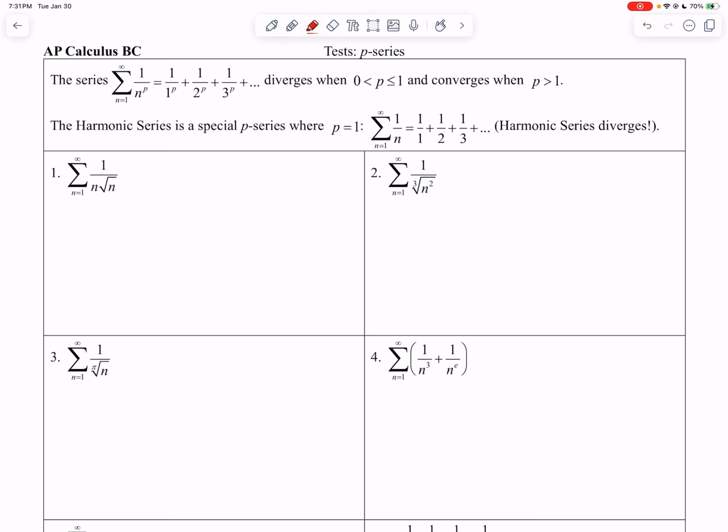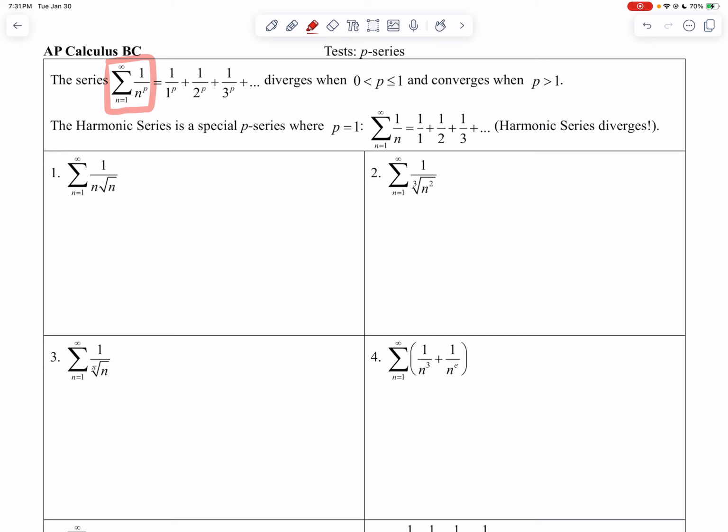All right, in this video, we are going to be talking about P-series. This one is one of the easier tests that we are going to be looking at. In this case, you have a series that goes from 1 to infinity, and it's in the form of 1 over n to the p power.